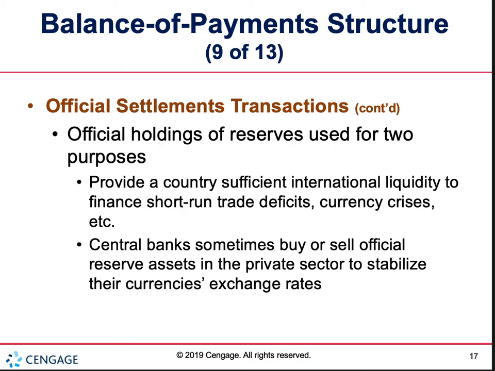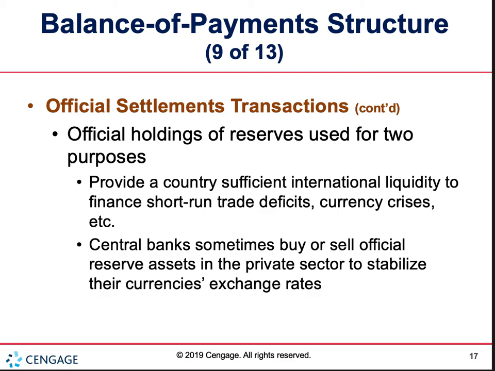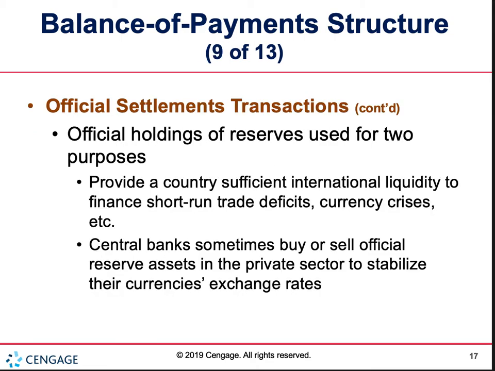So official settlement transactions. This is a movement of financial assets among official holders, such as the Federal Reserve or the Bank of England. So they have different assets available and liabilities to foreign official agencies. So these are just definition based. Okay, so official holdings of reserves are used for two purposes. So they hold this to provide a country sufficient international liquidity to finance short-run trade deficits or if currency rises.